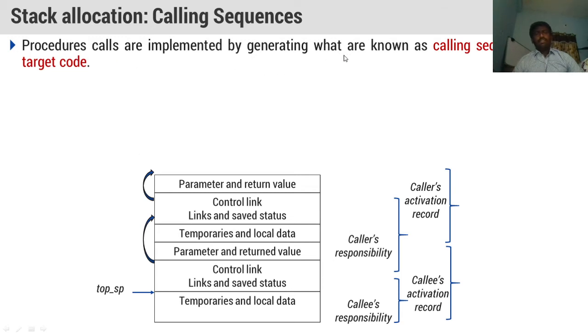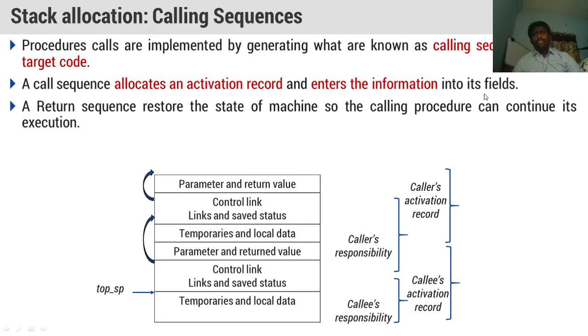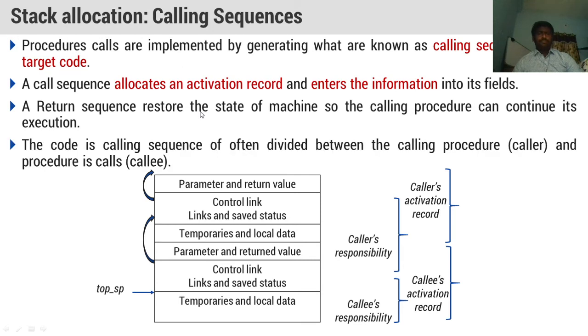Procedure calls are implemented by generating what are known as calling sequences in the target code. So whenever a procedure A calls procedure B, there will be a calling sequence for the target code, and a call sequence allocates an activation record and enters the information into the fields. There will be a return sequence also, so that the calling procedure can continue its execution. This is called calling sequences.